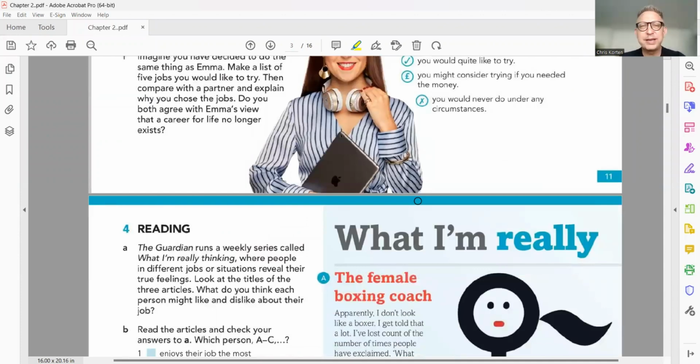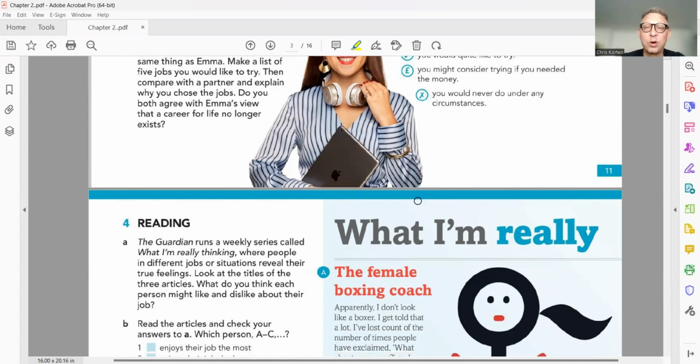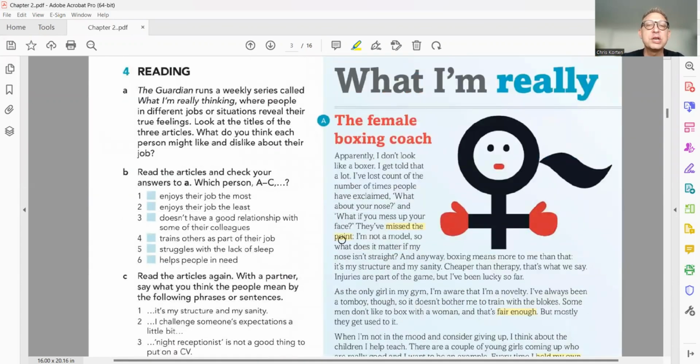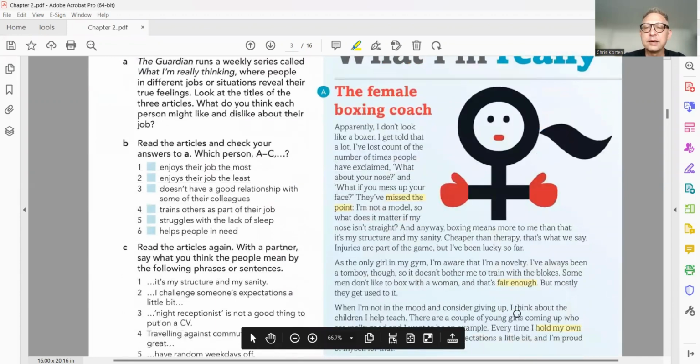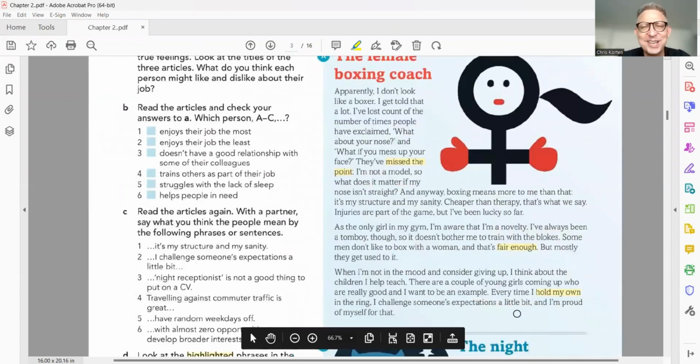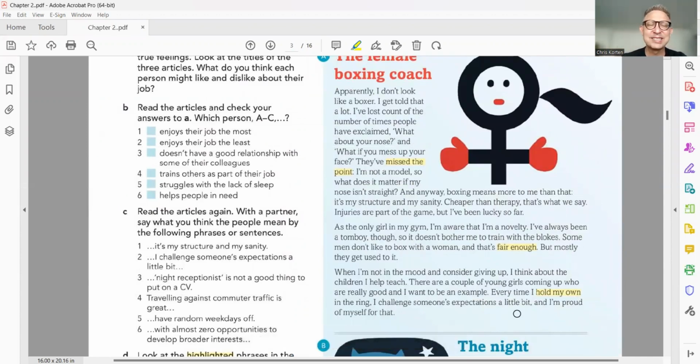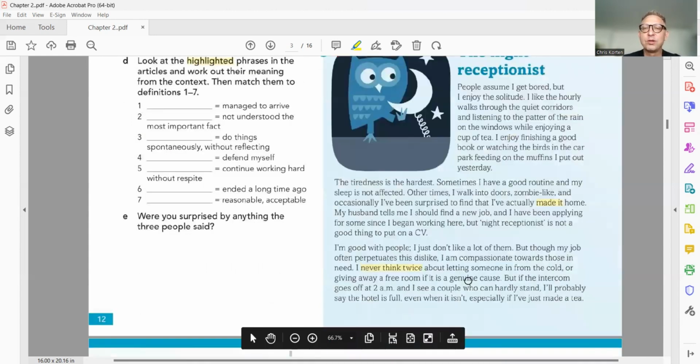Now, I want to say reading is not required in the class, although I want to draw your attention to these yellow phrases here. These are quintessentially British phrases in many cases. Quintessentially means very exactly, very specially British phrases, or especially British phrases. So miss the point is not so much, but fair enough, for example. Fair enough is a very British, common British phrase. I didn't hear this in America. Hold my own is, I think, pretty general.